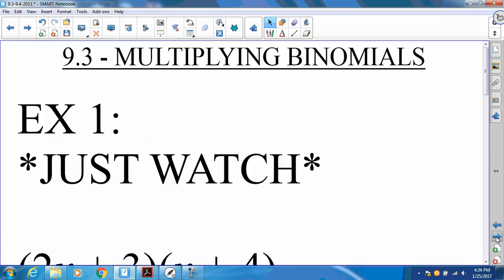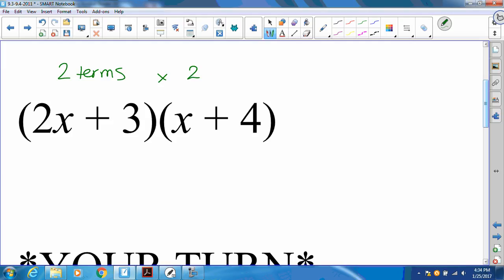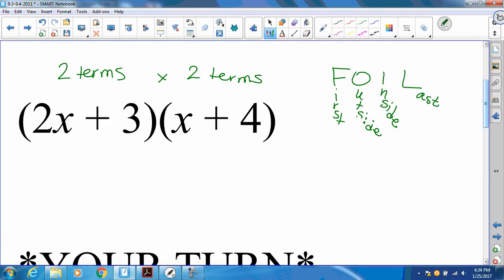Okay, today we're going to do 2 lessons together. So we're going to multiply binomials today. And just as a reminder, binomials are 2 terms. So we're going to have 2 terms that we're multiplying by 2 terms for a total of 4 terms. And we're going to use this acronym, FOIL, which maybe you've heard before. F stands for first, O stands for outside, I stands for inside, and L stands for last.